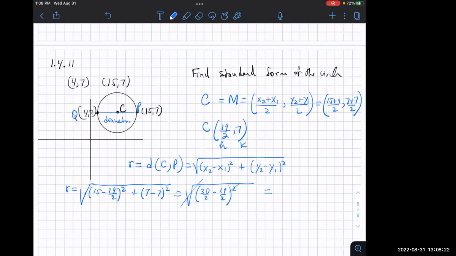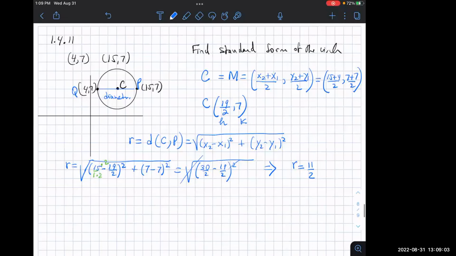Where'd you get the 30 from? Did you just multiply 15 times 2? Yes. So we made this over 1, so times 2 times 2. Okay. So 30 over 2 minus 19. So what's the answer? 11 over 2? 11 over 2.